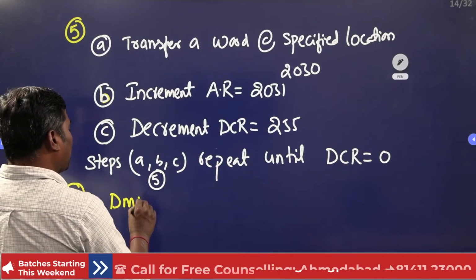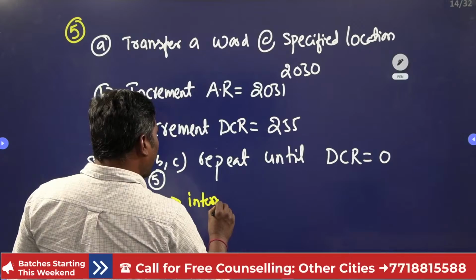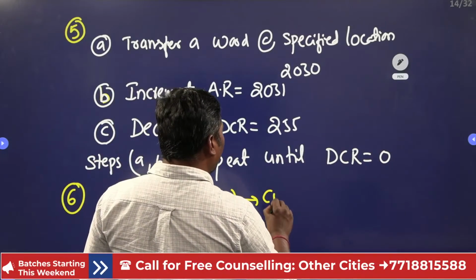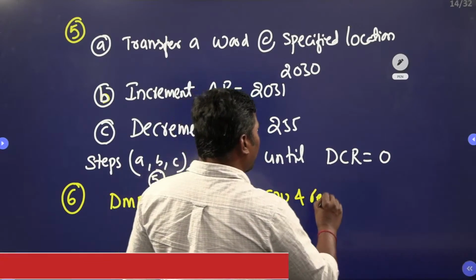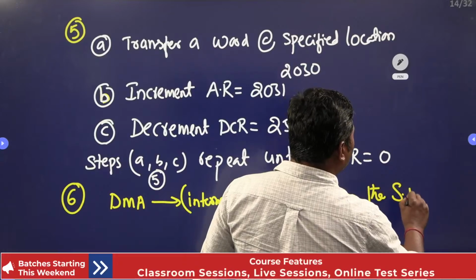So now step number 4, DMA interrupts. Interrupts to whom? The CPU, and release the system bus. SB means system bus.